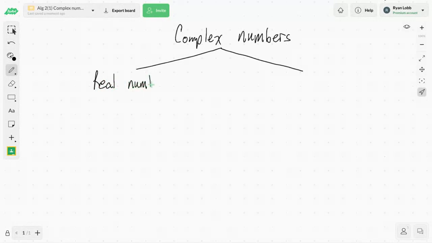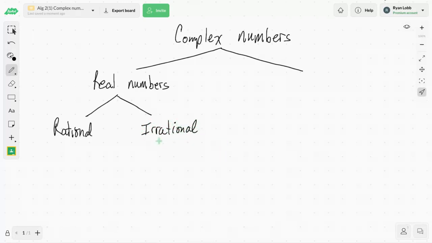Okay, and real numbers are essentially everything you've always dealt with. Okay, so you have real numbers. Then further off of there, we break off into rational and irrational.